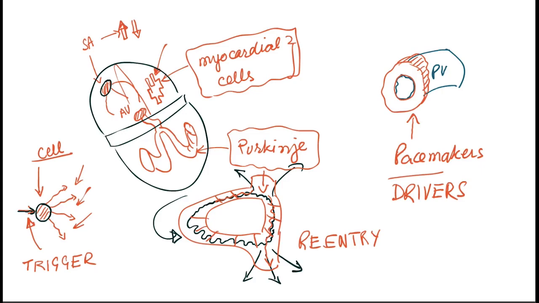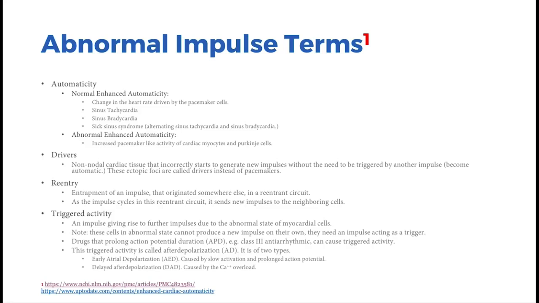So these are the impulse terms that are important. For our lecture today, for the focal atrial tachycardia or paroxysmal atrial tachycardia, the terms that are more important to keep in mind are enhanced abnormal automaticity and re-entry.